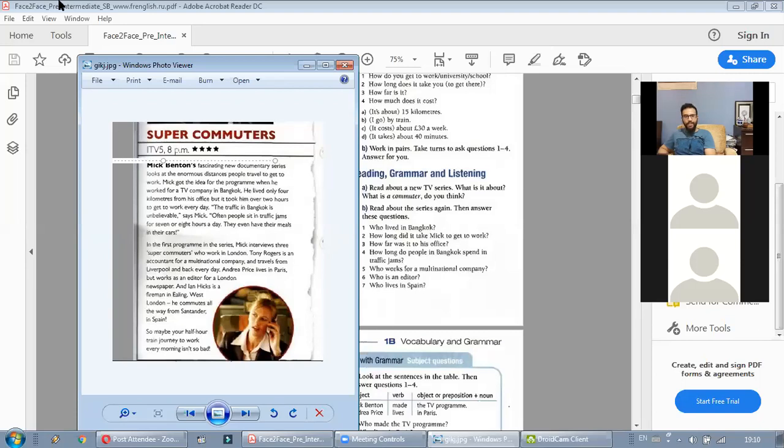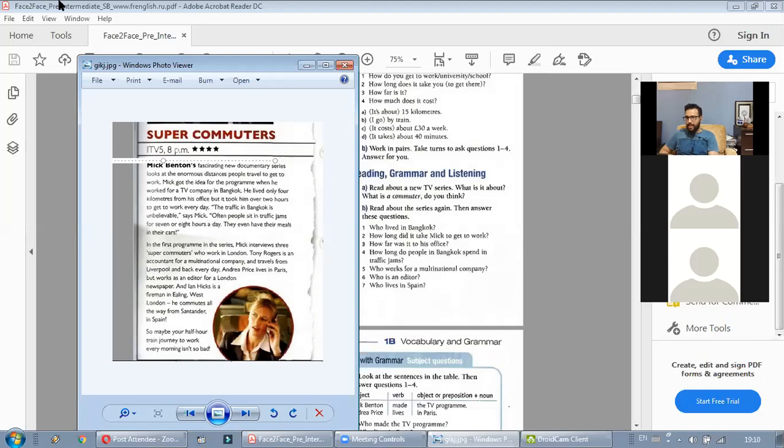What do you think of this kind of traffic? Very crowded, maybe. Yes, it's very, very crowded. Do you think it's normal to stay in traffic 7 or 8 hours? No, it's not normal. All right. Okay. What about the next question?